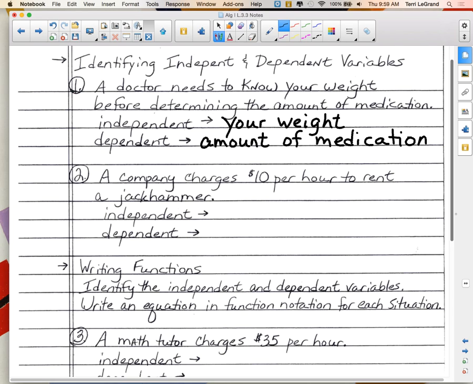What would be the independent and what would be the dependent variable? A company charges $10 per hour to rent a jackhammer. They don't do it for you at $10 an hour. Wow, that'd be good, just to rent their jackhammer. So what's the independent variable? What's the control factor in this? And what's the dependent variable, the result, because of the independent variable's control?